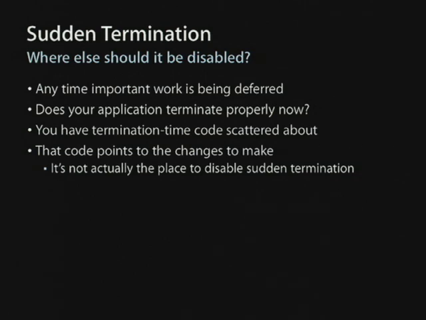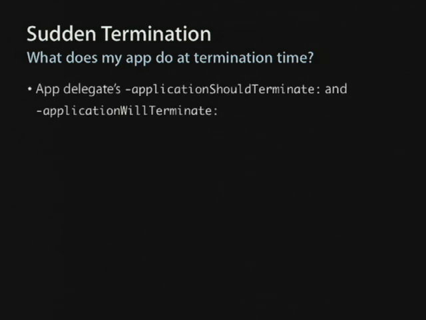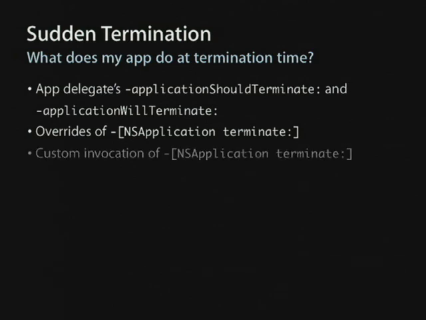That's not where you disable and enable sudden termination. For example, applicationWillTerminate: don't bother enabling sudden termination there. It's too late. But let me show you some of these places where to look. So, the app delegate's applicationShouldTerminate:, and as I just mentioned, applicationWillTerminate:. If you've written an app that works at quitting time today, you'll have code in these places to make that reliable. Also, overrides of NSApplication terminate:. Some people put their stuff there instead of the application delegate methods.